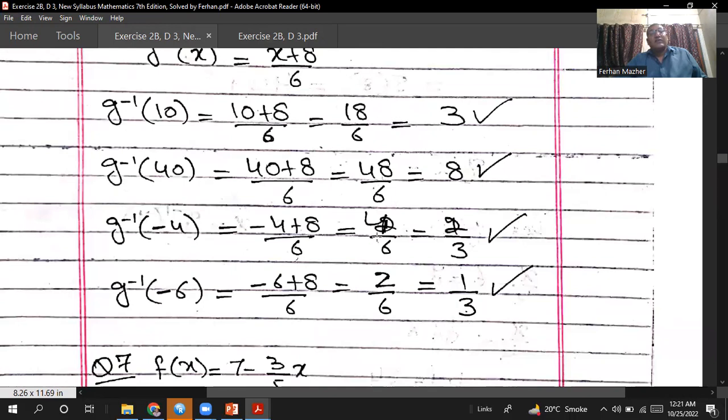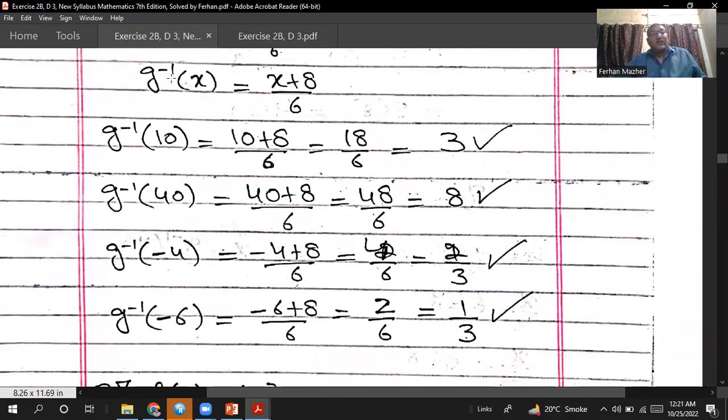Now, the different question they have asked on the g inverse formula is find the g inverse of 10, and this 10 is called the image. I want to find out the domain. So 10 plus 8, the whole thing divided by 6, 18 by 6, and that is 3. So the domain is 3. If the image is 40, what is the domain? So g inverse of 40, that will be 40 plus 8, the whole thing divided by 6. 48 divided by 6, and that is 8. So the domain is 8.